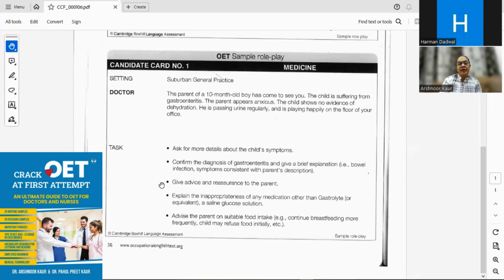At the end, you may close the topic by saying, Sophia, I'm giving you a pamphlet which has the complete information regarding do's and don'ts. Do's means you have to give him saline water or gastrolyte frequently. Secondly, give him your feed also. And thirdly, keep a check on your child.